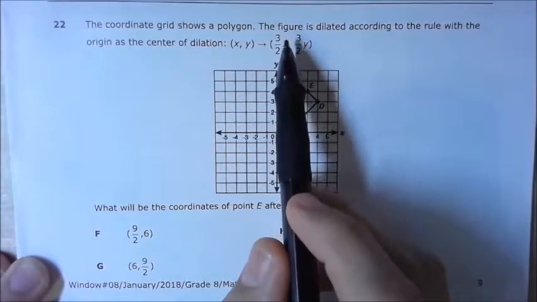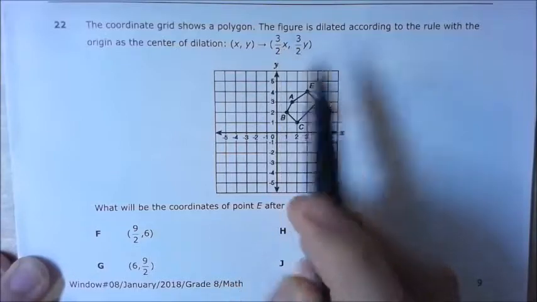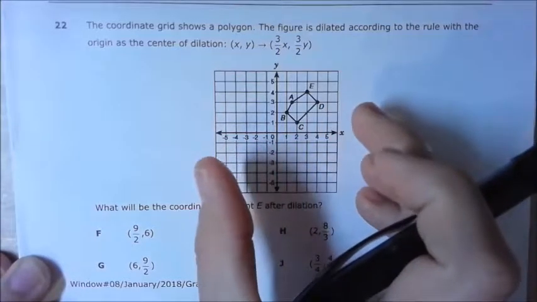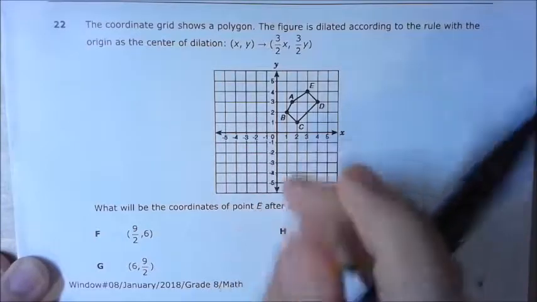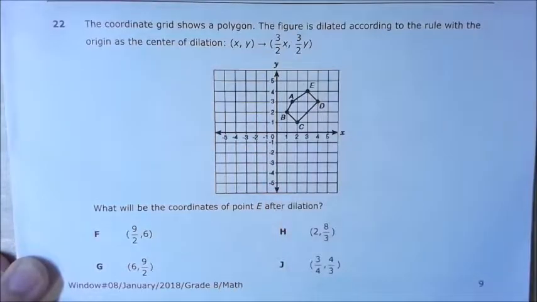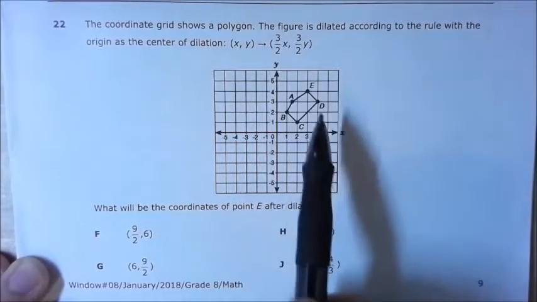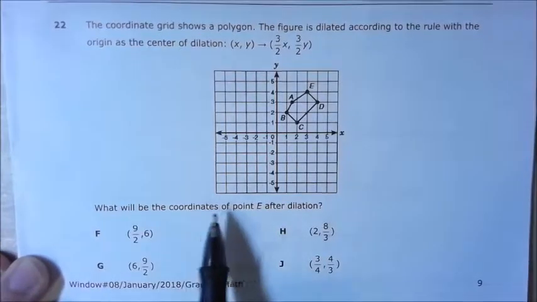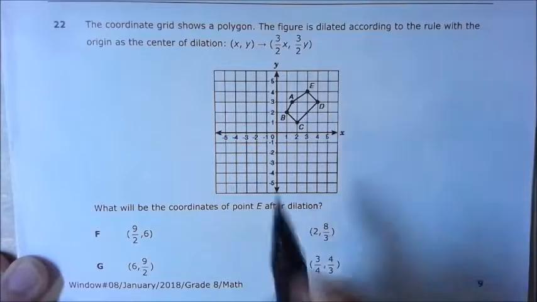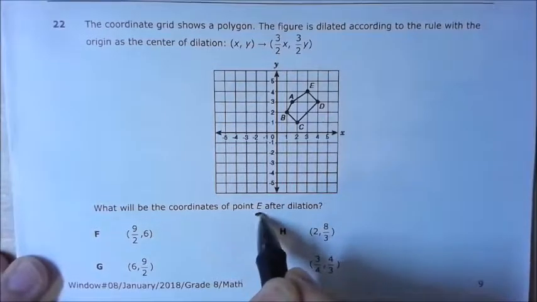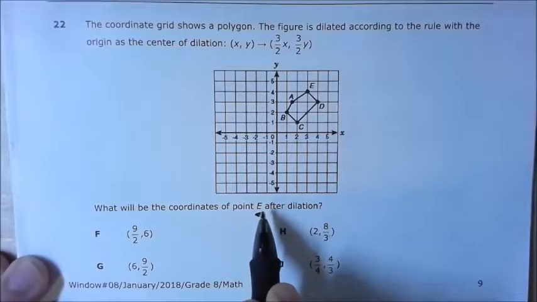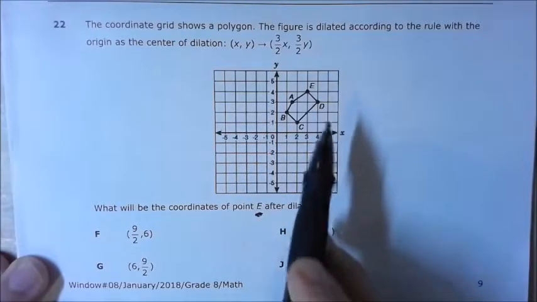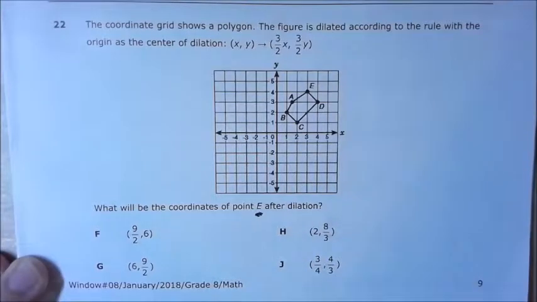So think about this. Remember, if the number is greater than 1, our image is going to enlarge and grow bigger. If it was less than 1, it would shrink. So since this is greater than 1, we are going to increase. And we can use this rule to go ahead and enlarge this figure. Right here it says, what will be the coordinates of point E after dilation? So this even makes it easier, because all we're going to do is dilate E. We're not going to dilate the rest of the points here. And then we can see which one of these match up with those values.